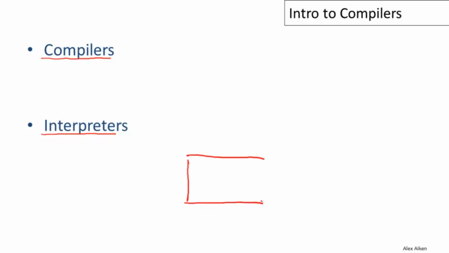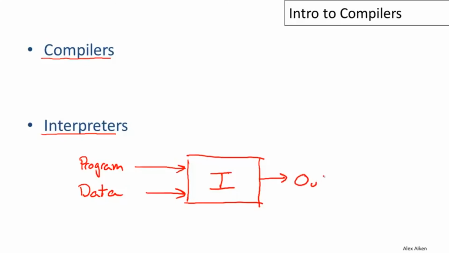Well, I'm going to draw a picture here. This box is the interpreter, and let me label it with a big I. It takes as input your program that you wrote and whatever data that you want to run the program on, and it produces the output directly, meaning that it doesn't do any processing of the program before it executes it on the input.